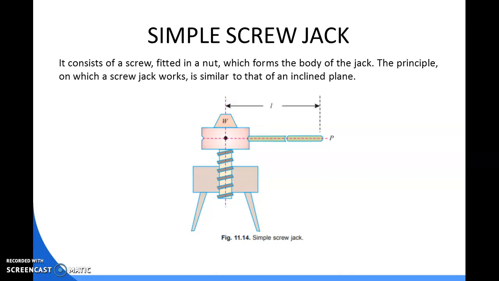So these are some lifting machines which we will discuss in the next class.